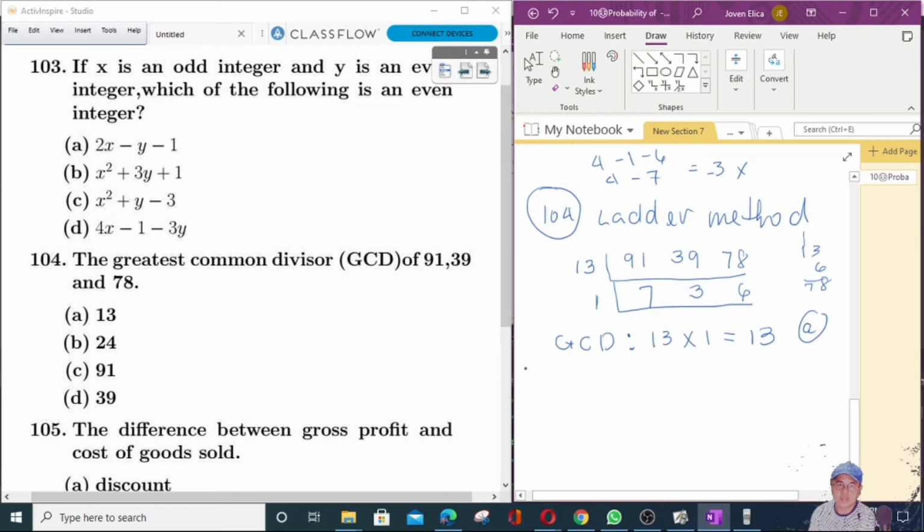Again, you can use other methods to get the divisors and then get the greatest common divisor.